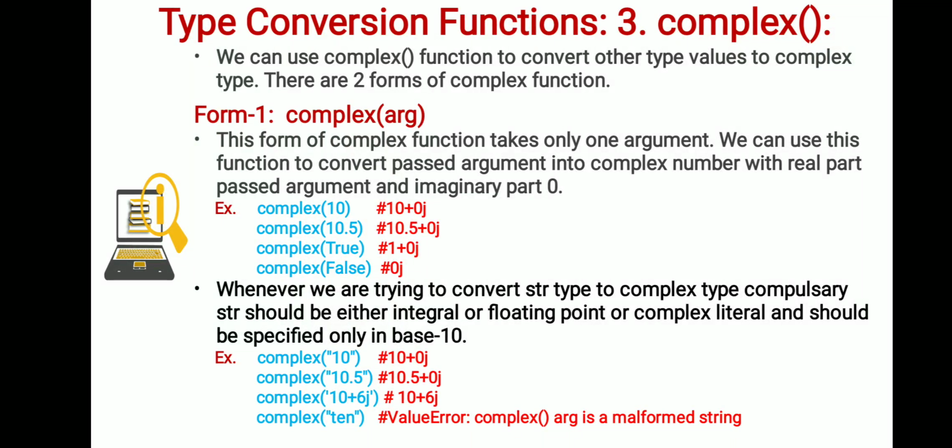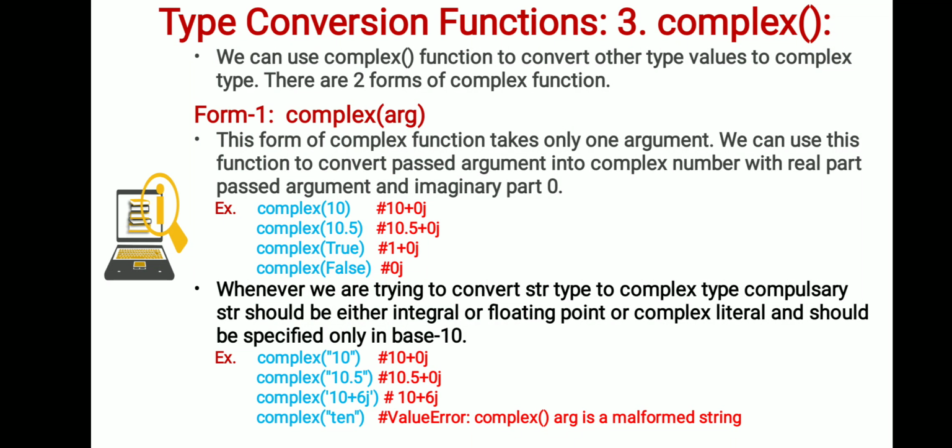Now see the example, complex of 10. Here 10 is an integer value, so it will be converted into complex with 10 as the real part and 0 as the imaginary part, and we get output as 10 plus 0j. Then complex of 10.5. Now 10.5 is a floating point value, so it will be converted into a complex number with 10.5 as the real value and 0 as the imaginary value, so we get output as 10.5 plus 0j.